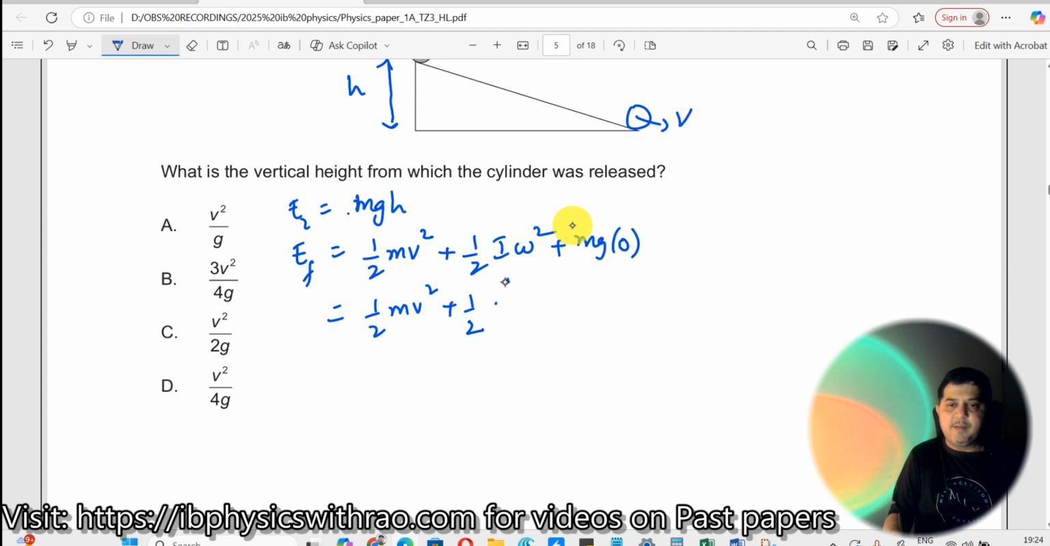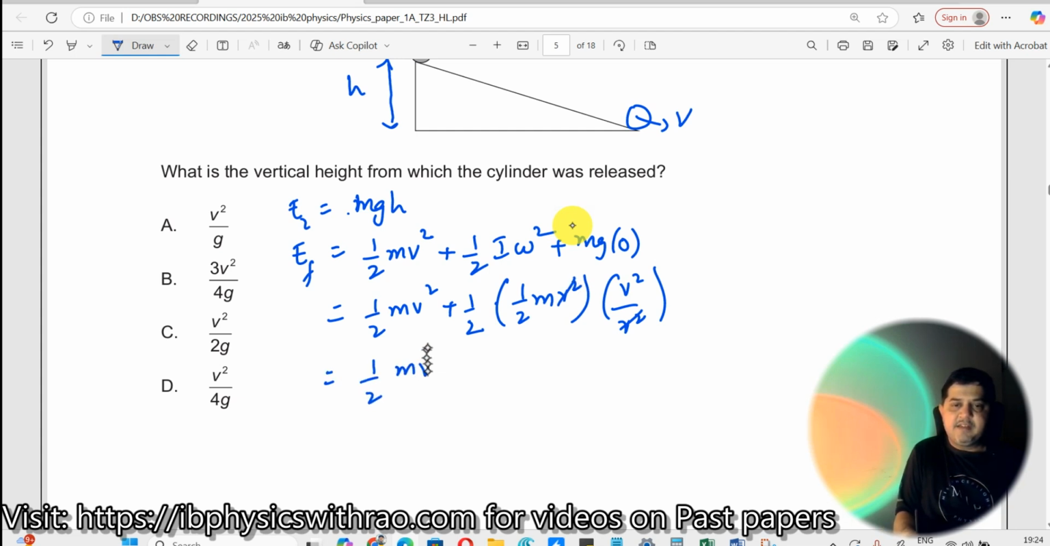So half m r square multiplied by omega square, which is v square by r square. This r square and this r square go away. So what am I getting here? Half m v square plus half into half, which is 1 by 4, m v square. This should now be equal to 3 by 4 m v square.